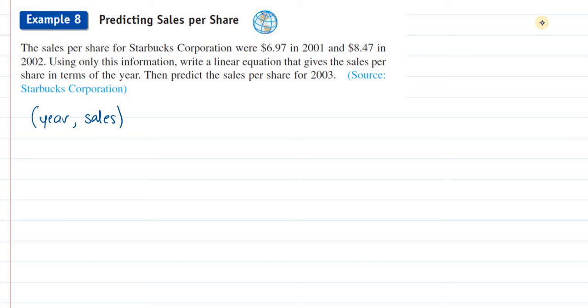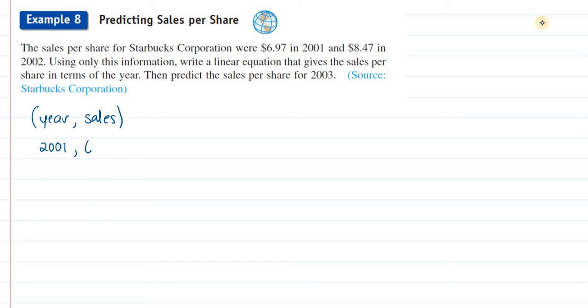Why did I put year first? Generally because time, like years, is always going to be an independent variable. It's always going to be x. You'll find that as you go through math and physics and chemistry, etc. Biology, when you're doing tests and experiments, time is always an independent variable.